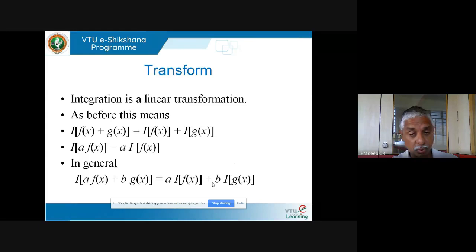Also, this integration is a linear transformation. As before, it means I of f of x plus g of x is I of f of x plus I of g of x. This you know, it follows straight from the definition. And I of a times f of x is a times I of f of x. You have used these properties very heavily in your class 11, 12, or even in your first year BE. In general, I of a times f of x plus b times g of x is a times I of f of x plus b times I of g of x. So this is what is meant by saying integration is a linear transformation.